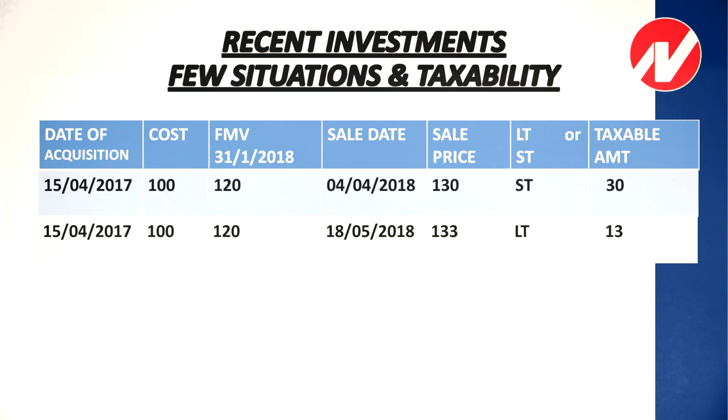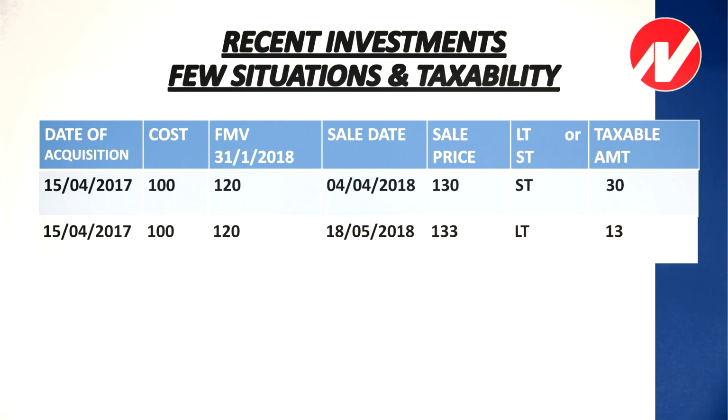If we compute 112A, then my capital gain will be sales price 133. Now from this sales price, the peculiar point is I need to arrive at the cost price. For arriving at the cost price, if you just recollect, the formula is A, actual cost. What is actual cost? 100. B, FMV on 31st January 18. What is FMV on 31st January 18? 120 or sales price 133, whichever is less.